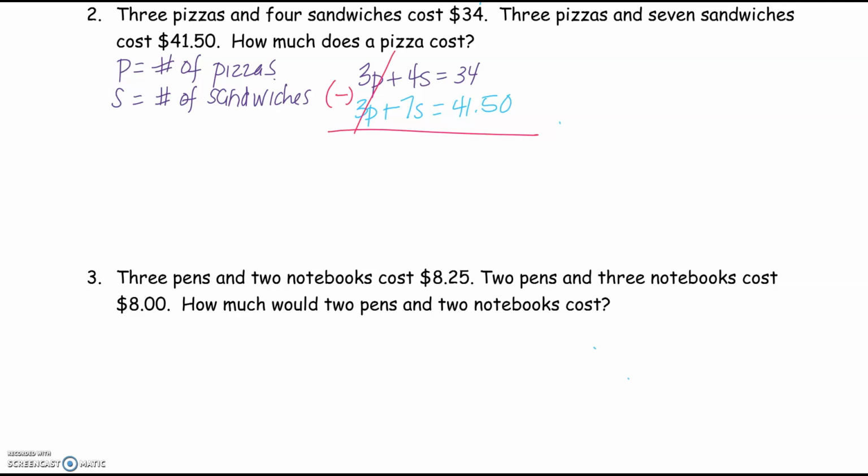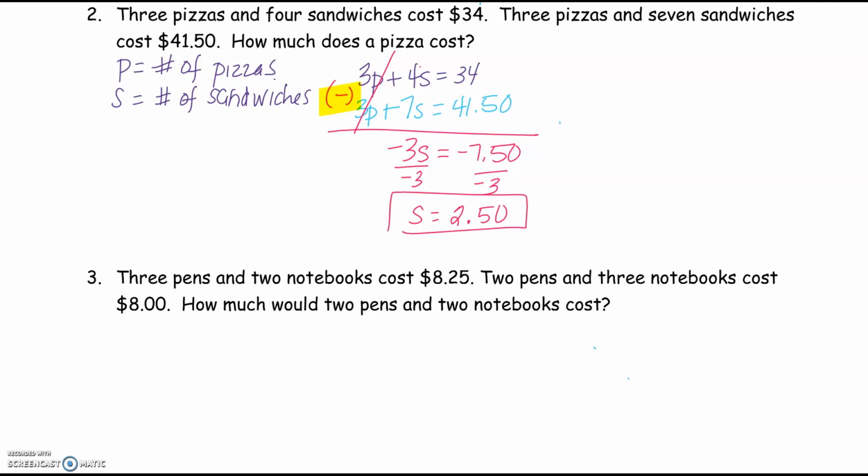So 3P minus 3P, that's gone. Now I'm doing 4S minus 7S, and 4S minus 7S is negative 3S. Then I'm doing 34 minus $41.50, and that's negative $7.50. I'm going to divide by negative 3. It does go in evenly. 3 goes into 7 2 times with 1 left over, and then into 15 5 times. So a sandwich is going to be $2.50.